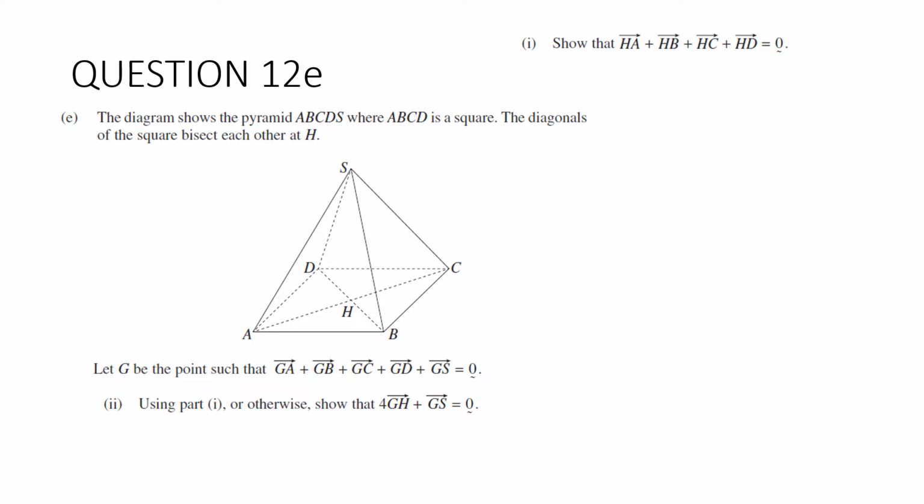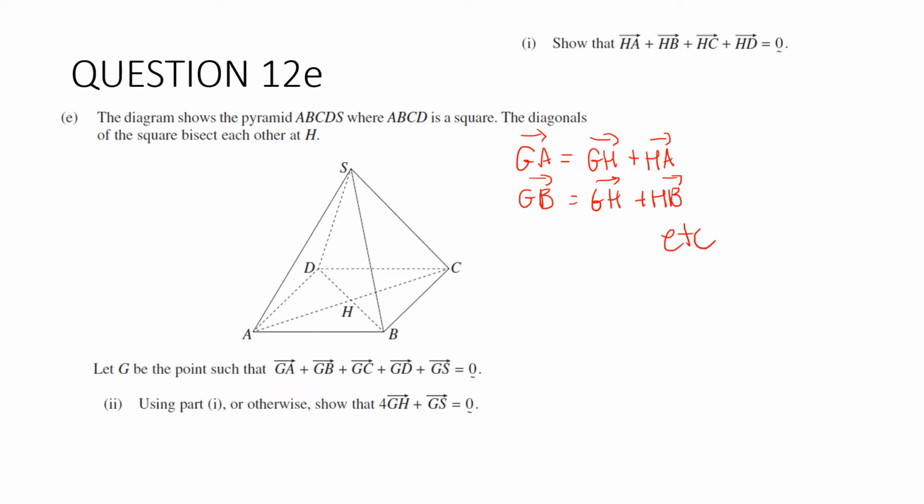Part 2. Using part 1 or otherwise, show that 4 times the vector GH plus the vector GS is equal to the zero vector. So we're going to start by using what they have here, and we're going to leave the vector GS alone, but change these here. This is a fairly easy question, because we can see that the vector GA is the same as the vector GH plus the vector HA. And similarly, GB is equal to GH plus HB, all the way down to GD.